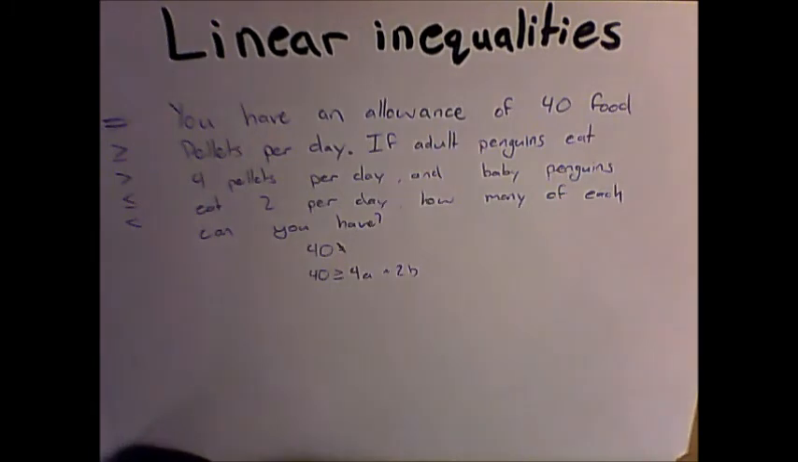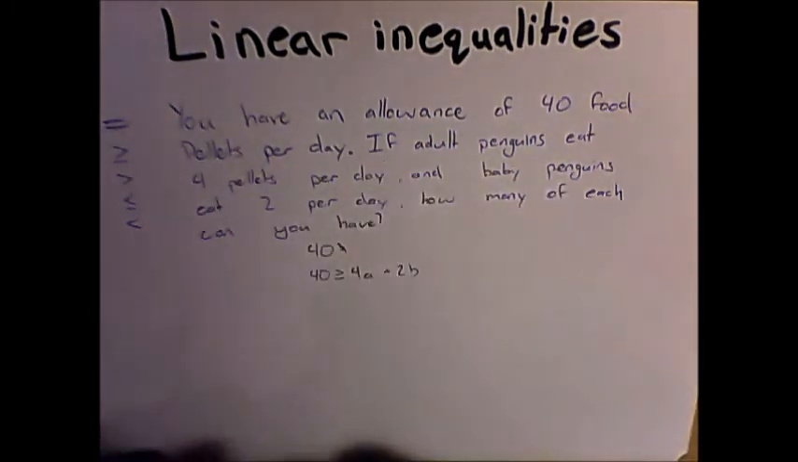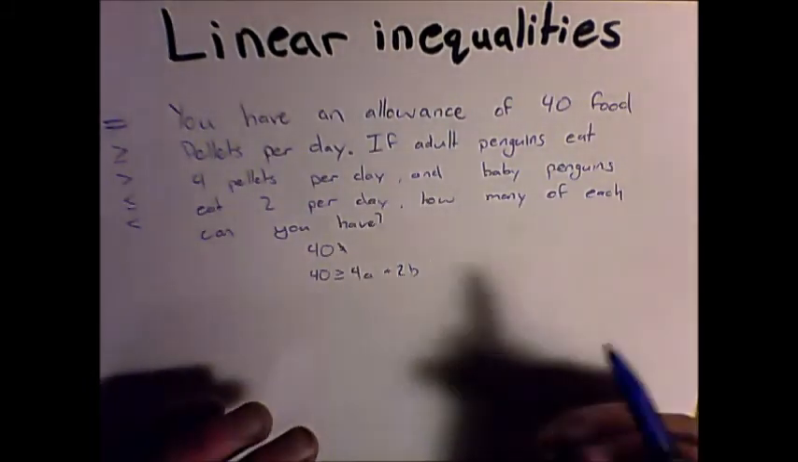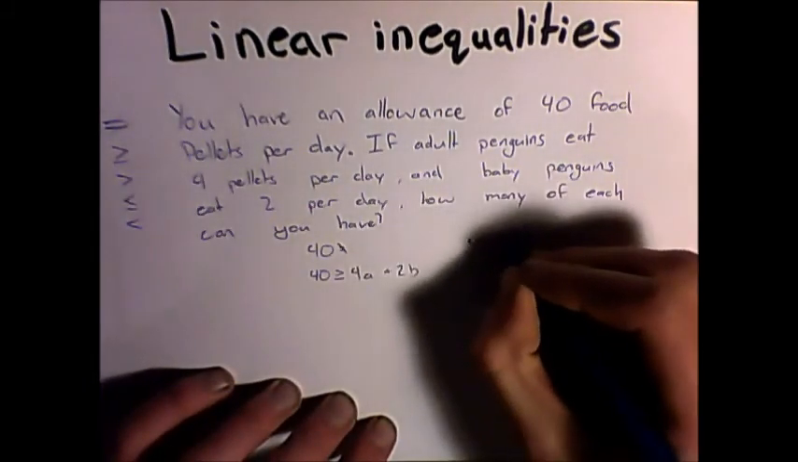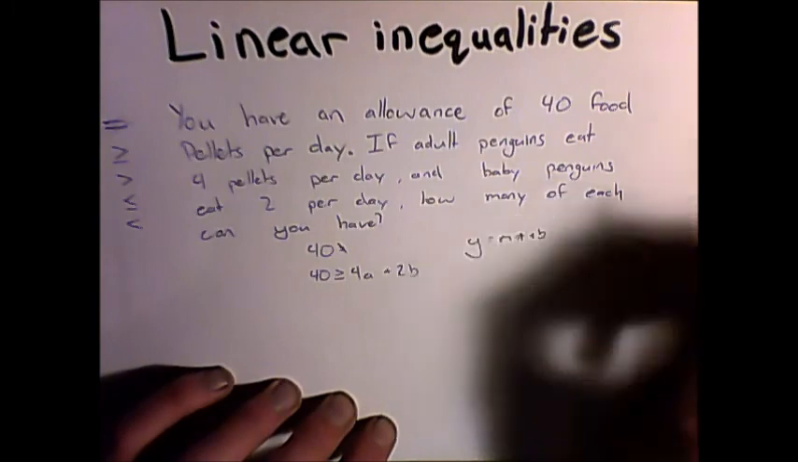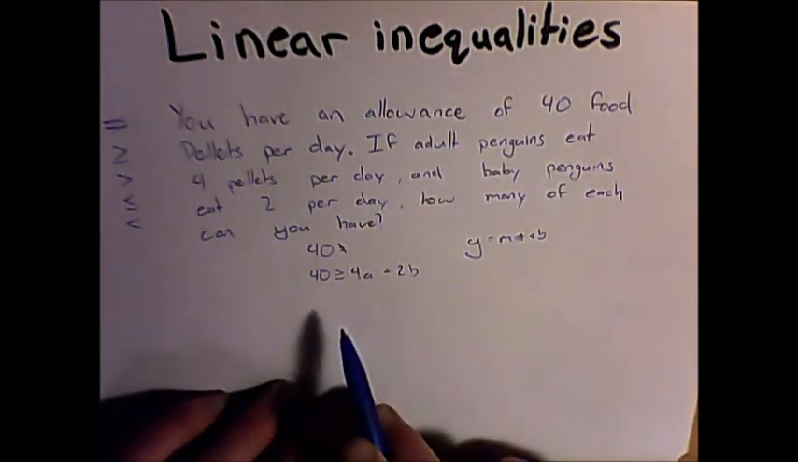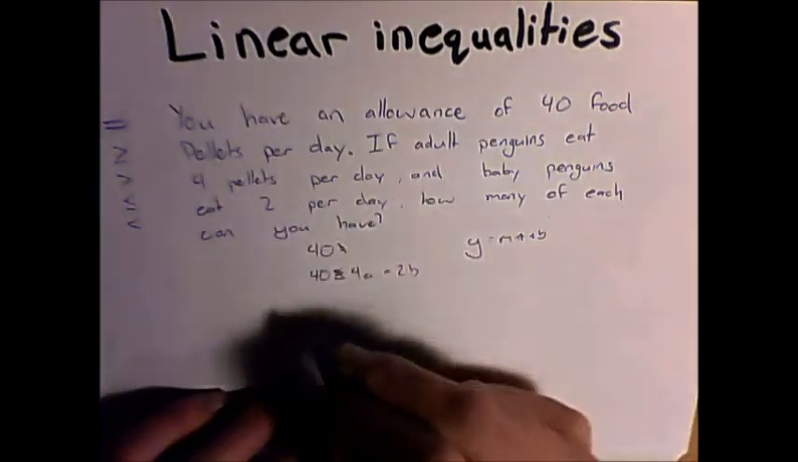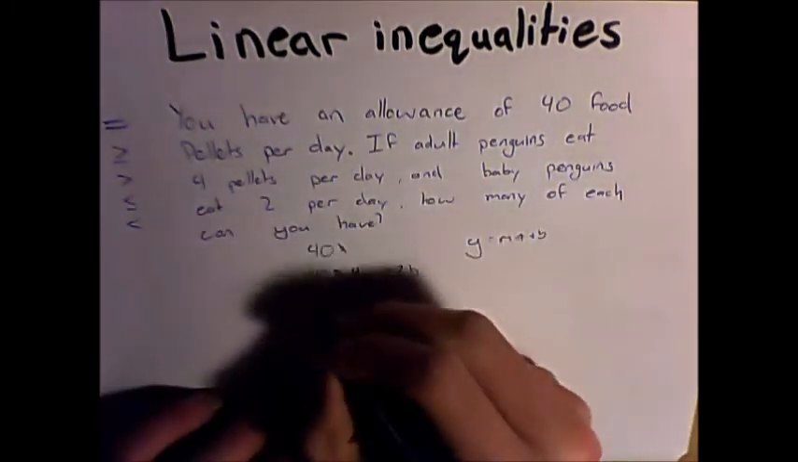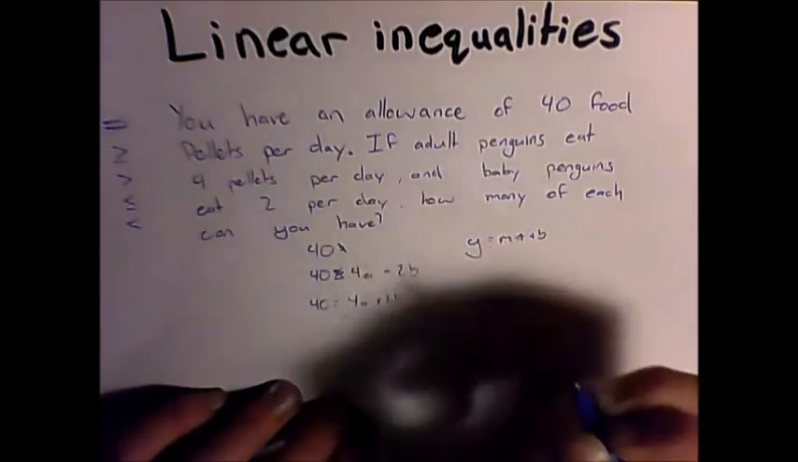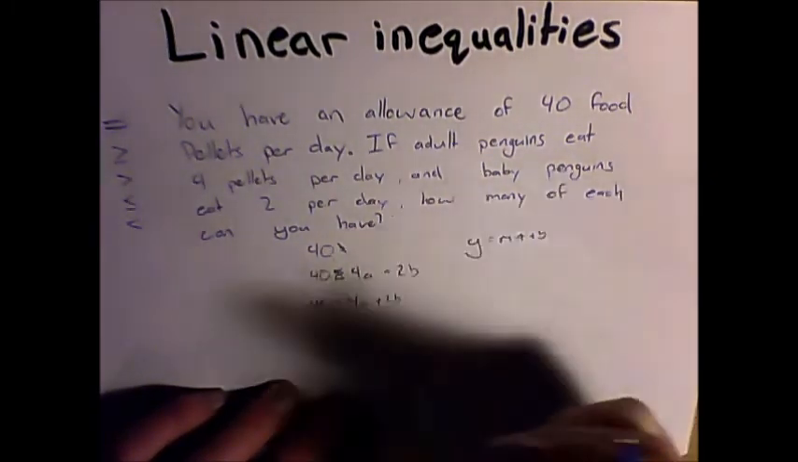So now how do we graph this? Well, the simplest way to do this is to convert it into y equals mx plus b form, where m is our slope and b is our y-intercept. So to do this, let's just get rid of this inequality sign, and we'll deal with it later, and set it to 40 equals 4a plus 2b. We'll say b is our y value.